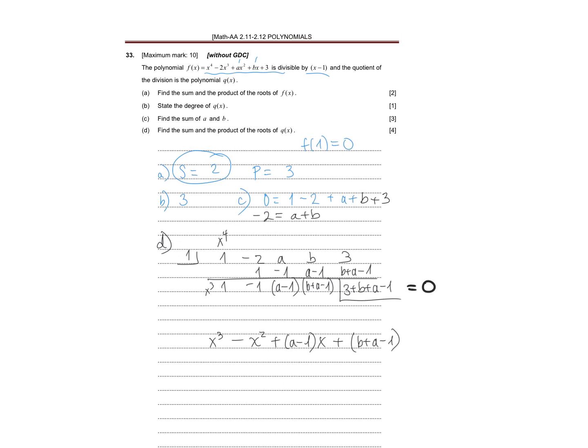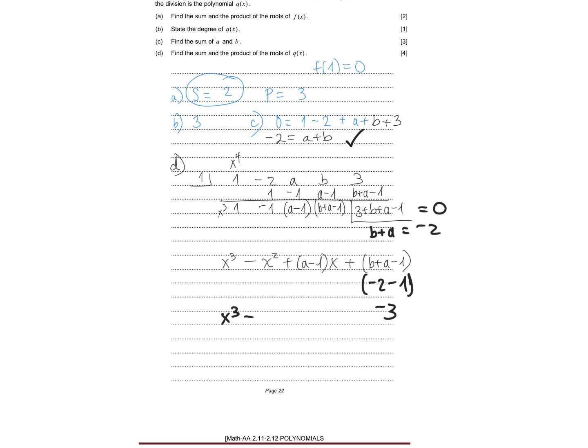And this, because they said it's divisible by that, needs to equal 0. So b plus a is equal to negative 2, like we got in C. So this here, b plus a, is also going to be equal to negative 2 minus 1, which is negative 3. So we're going to have x cubed minus x squared plus (a minus 1)x, then minus 3. This is what q of x is going to be equal to.